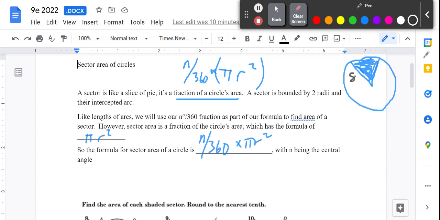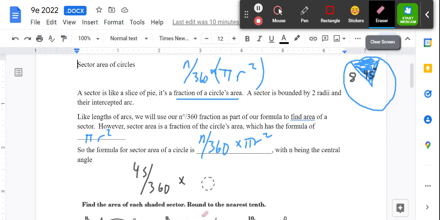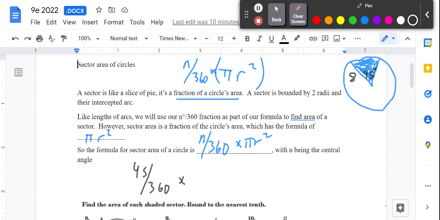If I go to this circle here for a minute, let's say the radius has a length of 8, and let's say this angle here is 45 degrees. So this formula is going to be 45 over 360 times 3.14, which is pi, times 8 squared.